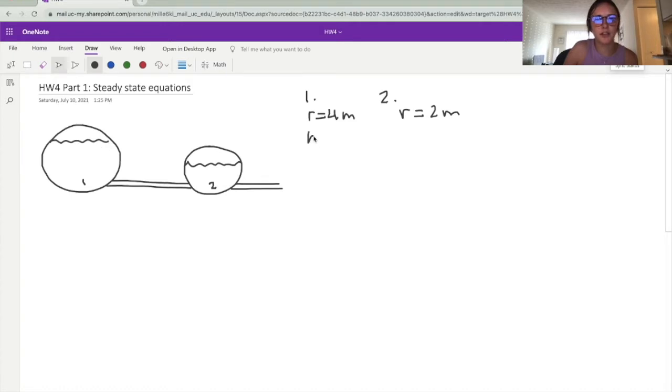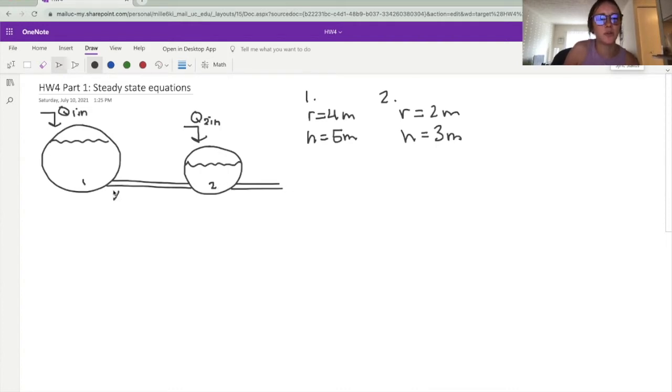The initial height of the fluid in tank 1 is 5 meters, and in tank 2 is 3 meters. Both of these tanks have an inlet flow. This one we are going to call Q1 in, and this one we are also going to call Q2 in. You'll notice that these both have pipes. There's one connecting 1 and 2, and there's one coming out of 2.